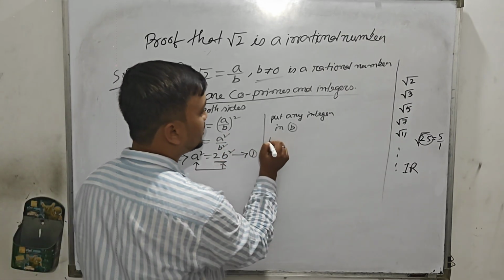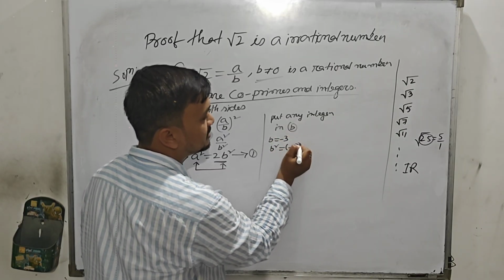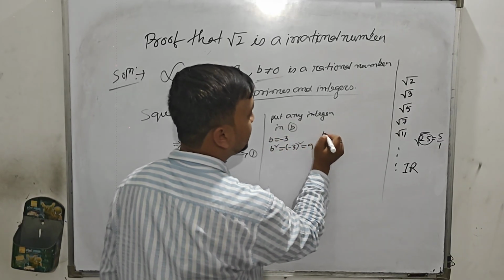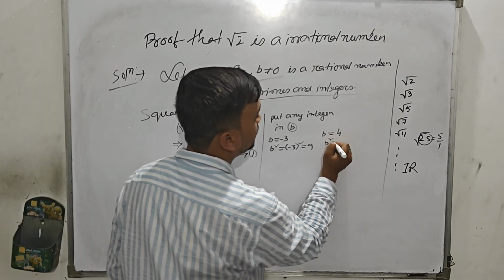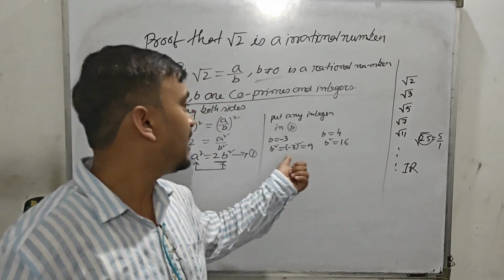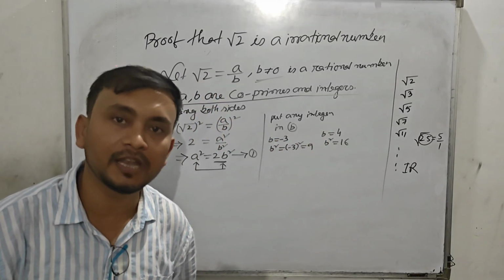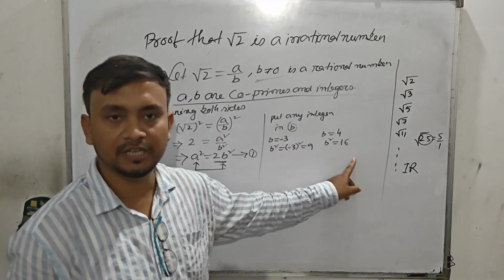Because if b is minus 3, what will be b square? That is minus 3 square, 9. If I take b equal to 4, what will be b square? It will be 16. This is the example that if I take any value of b, positive or negative, its square will always be positive.